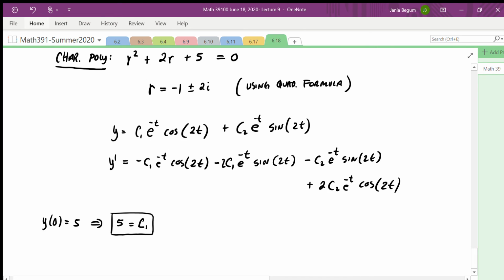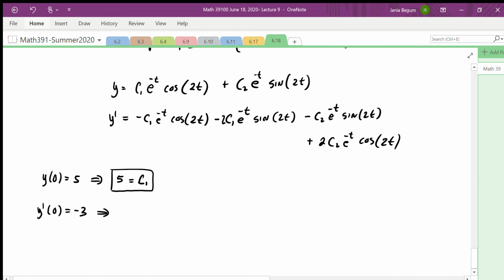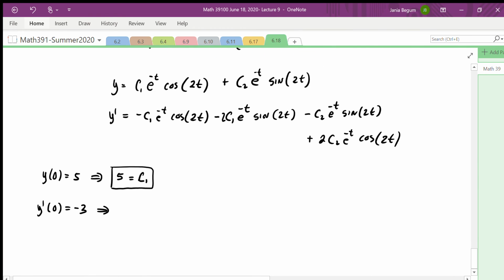Now, second condition, we have y prime of 0 is equal to -3. So that means we plug in t is equal to 0. So that means all the terms involving sine will go to 0. So we know this will go to 0. This will go to 0. So the last one and the first one will survive. So let's write those out.